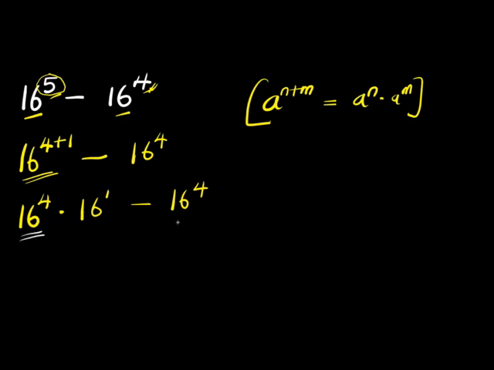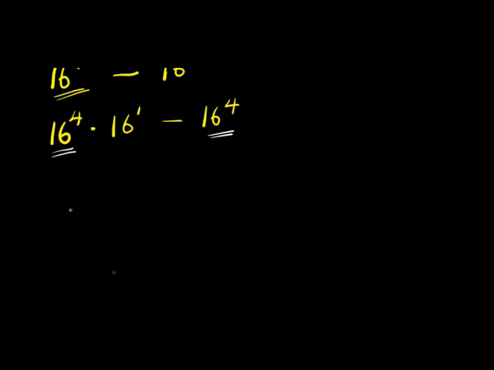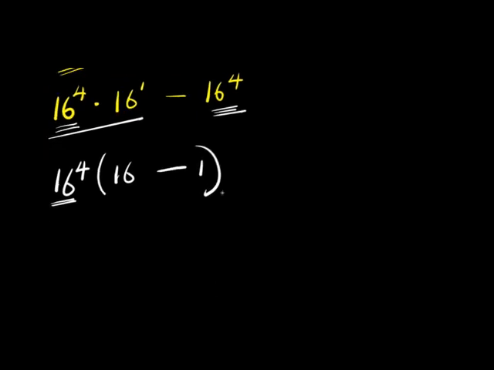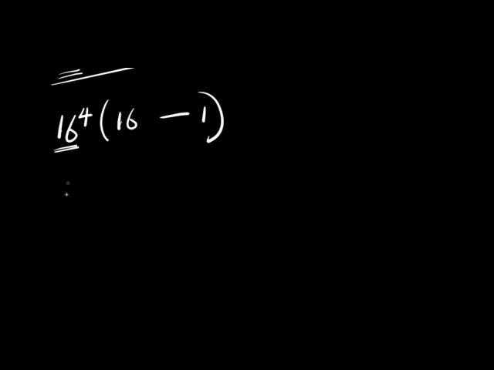We have 16 power 4 here, we have another 16 power 4 here. We factor that out. We have 16 power 4 times 16 power 4 divided by 16 power 4, we have 16 minus this divided by 16 power 4, we have 1. From here we have 16 power 4 times 16 minus 1. We have 15.